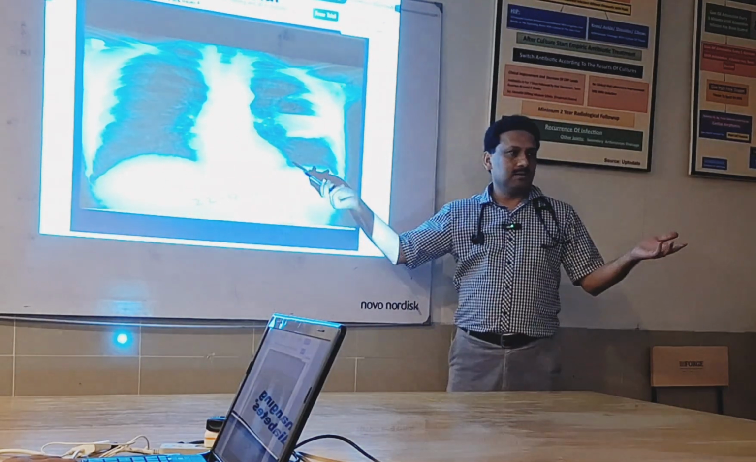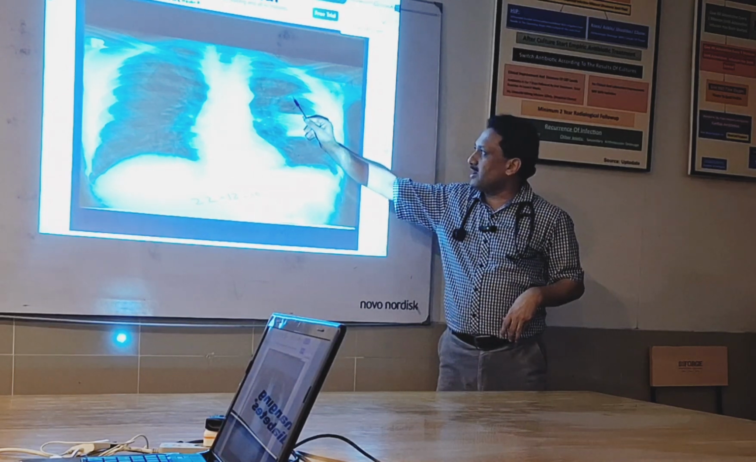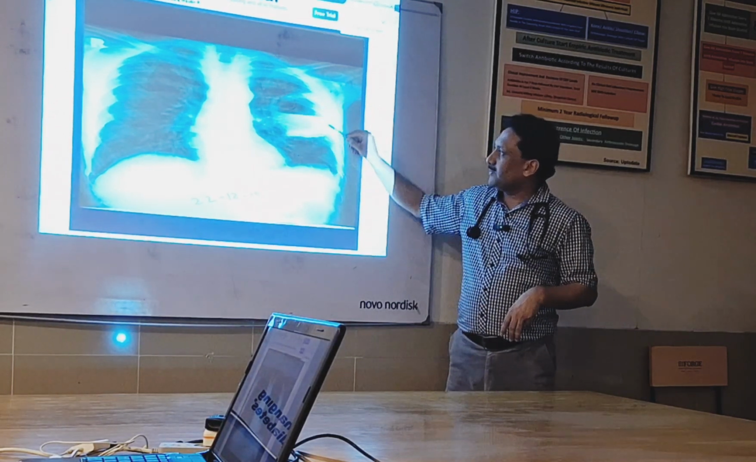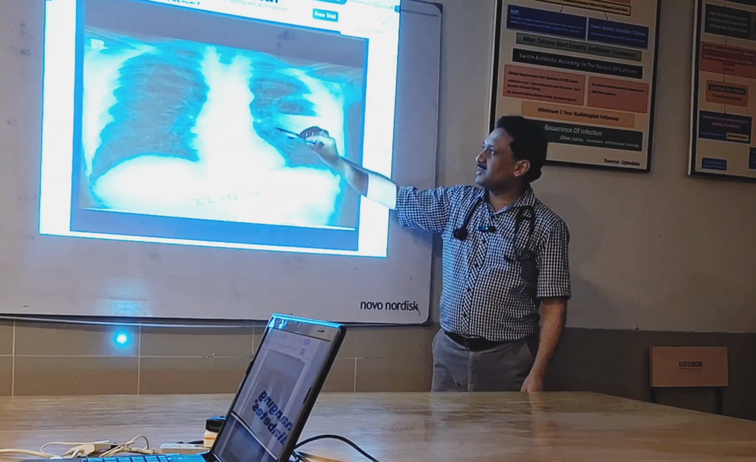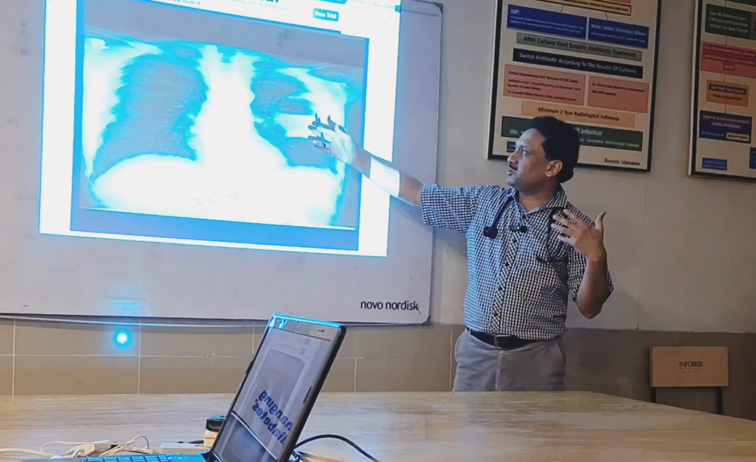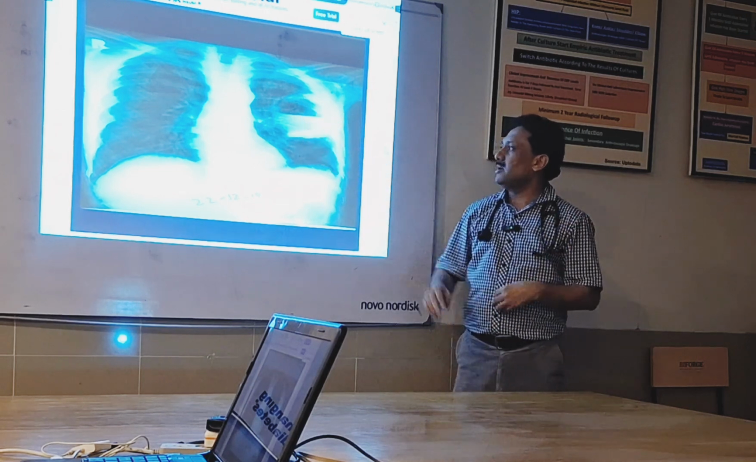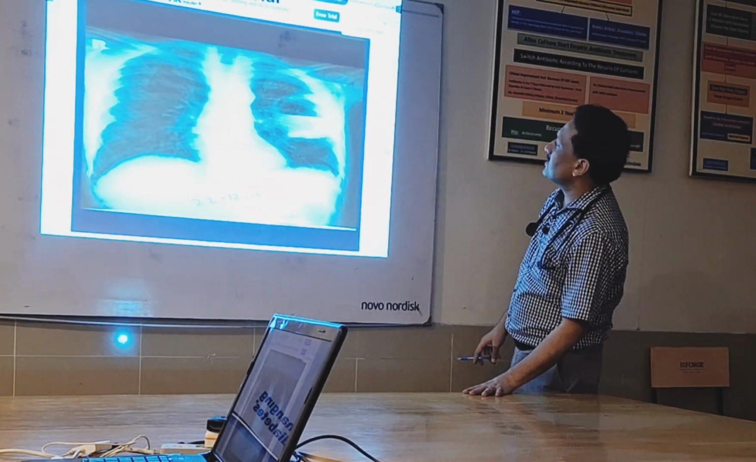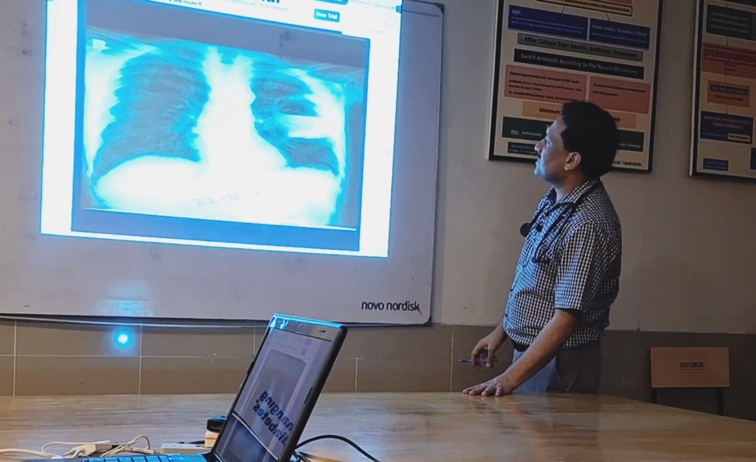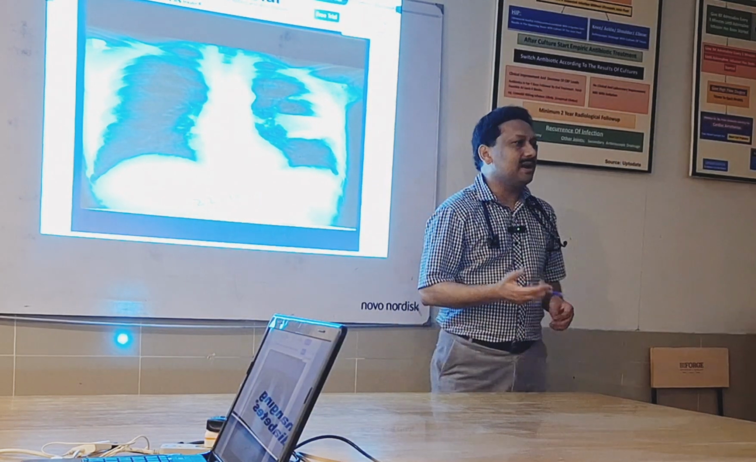Again, now you can clearly identify a cavity. It's a thick wall cavity with air fluid level, a classical air fluid level. So it is highly likely this patient has a lung abscess in the left upper to middle zone. And are there any satellite lesions around this lung abscess? I mean, there are very few. What are these satellite lesions?